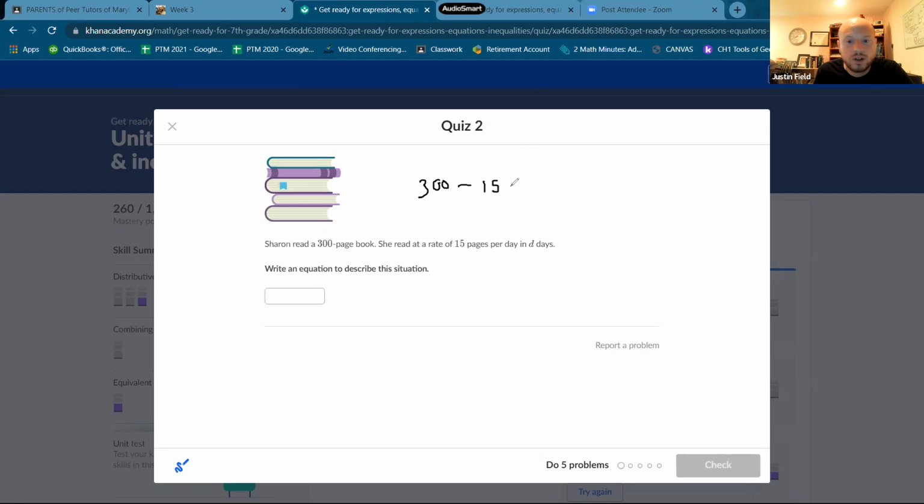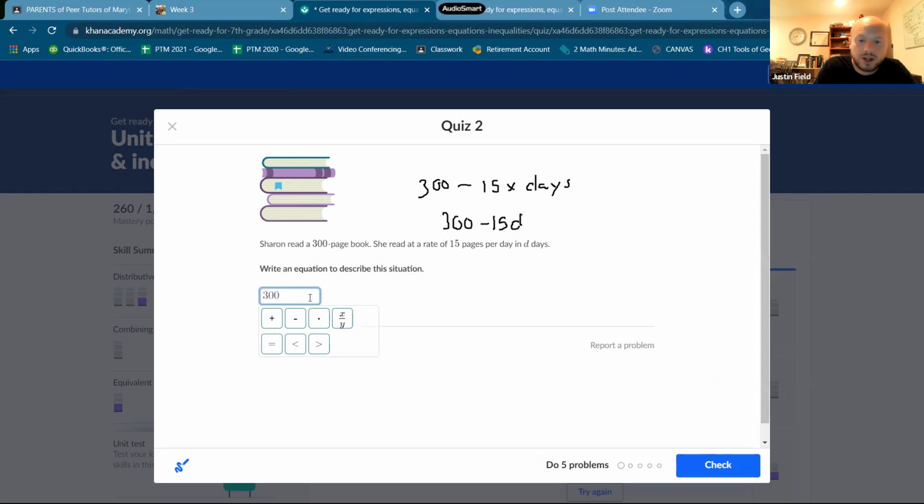So in general, we multiply by the number of days. You can write it like this, 15 times the number of days. And then it'll be 0 when she's read the whole book. So the expression is 300 minus 15D. And we put these two things next to each other because when you're multiplying, you don't have to write the multiplication symbol. If you see a variable next to a number, that means those two things are being multiplied together.